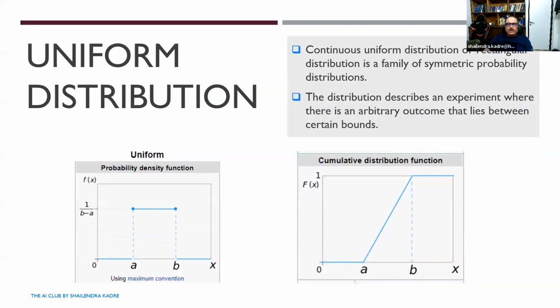Right now, let us take up one more simple distribution. After this we'll have a couple of numerical examples and end the class. That is called the uniform distribution.